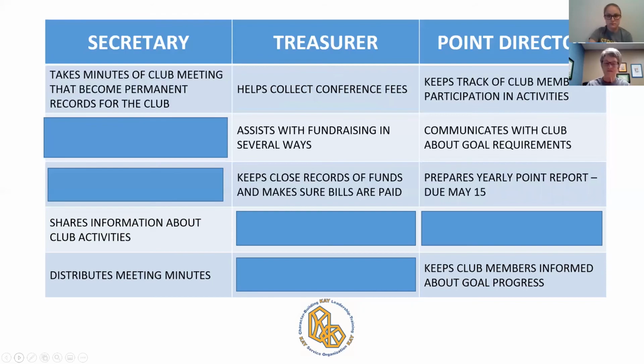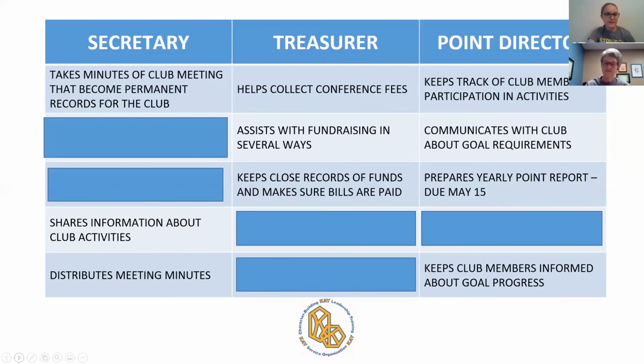This is the treasurer. When it's time for regional conference or unit conference, clubs do pay to be able to attend that. It's $10 per delegate for a regional conference, and it's $3 per delegate at a unit conference. And the treasurer can help collect those monies and make sure that the money gets where it needs to go so that everyone is paid up for the conference on time.